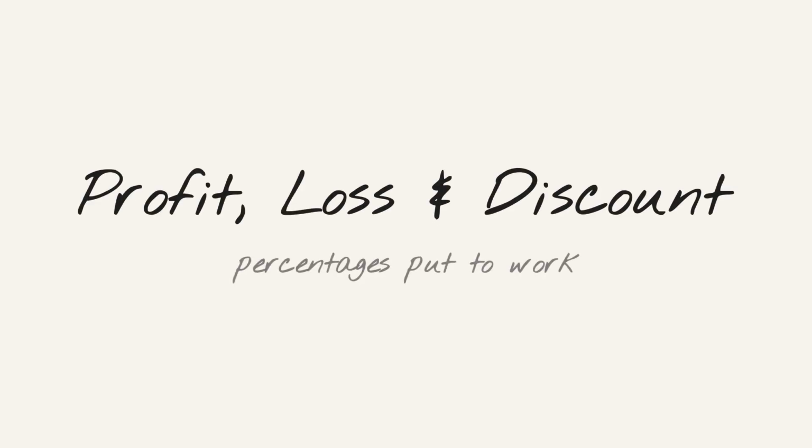Profit and loss is just percentages applied to buying and selling, so last lesson's multiplier carries straight over. The one rule that prevents most errors: profit and loss percentages are always taken on the cost price, never the selling price. Keep that fixed, and the whole topic stays simple. 4 ideas, then 14 questions, including the famous trap that fools almost everyone.